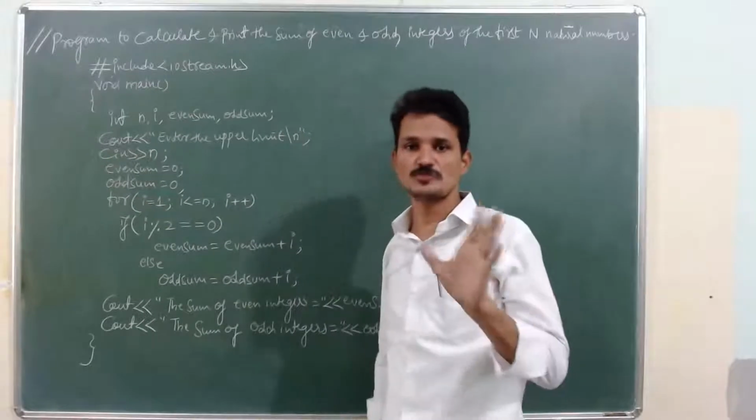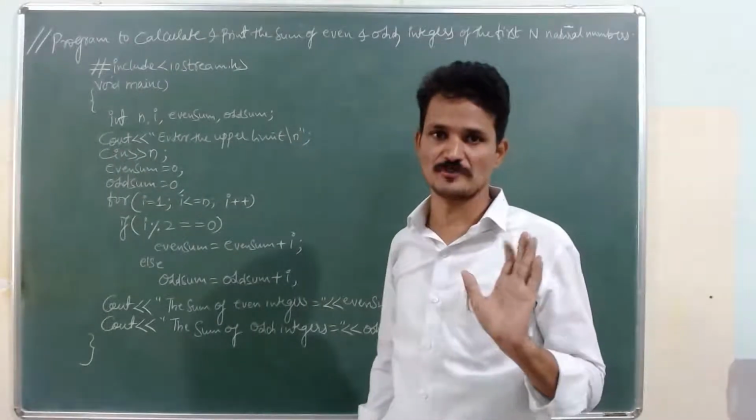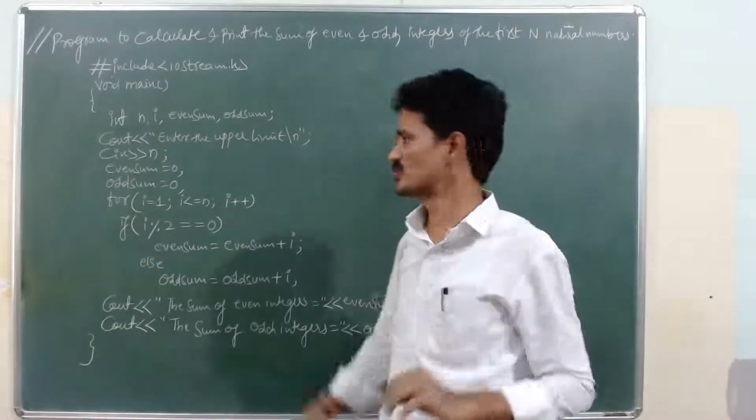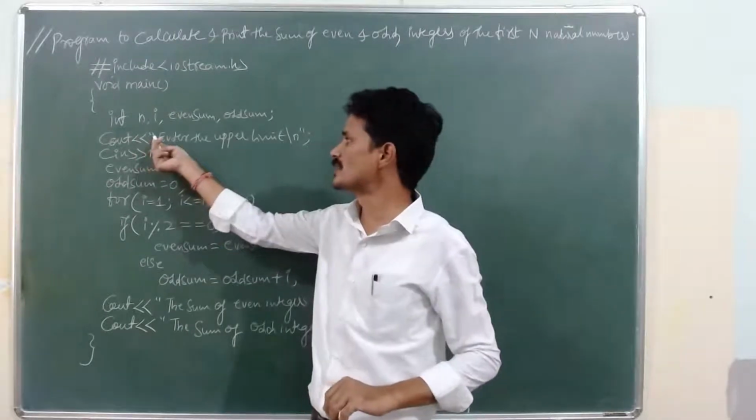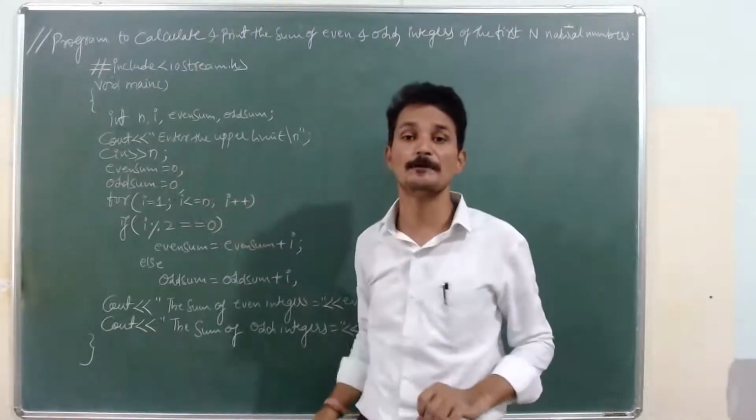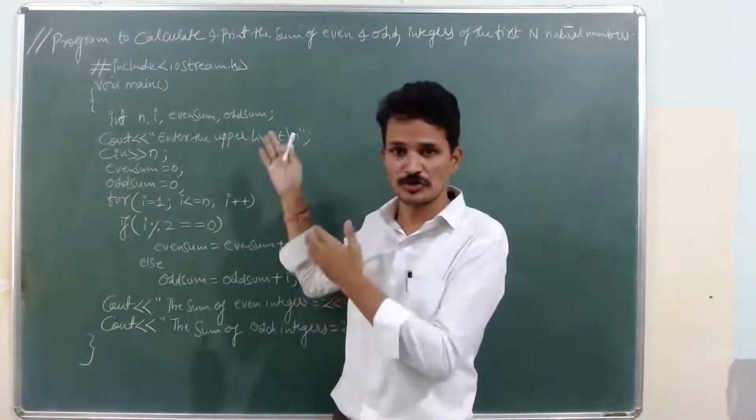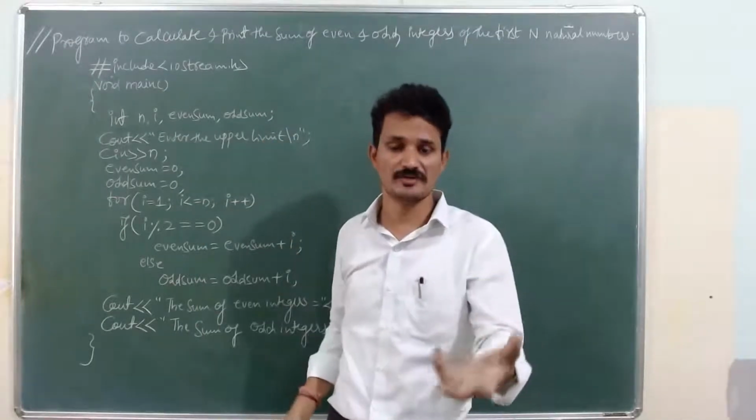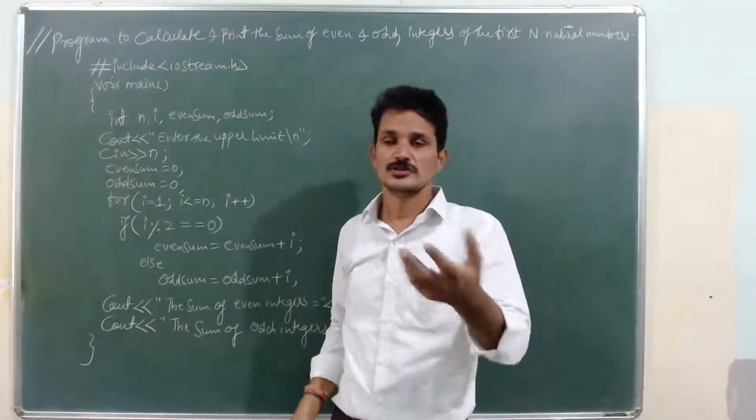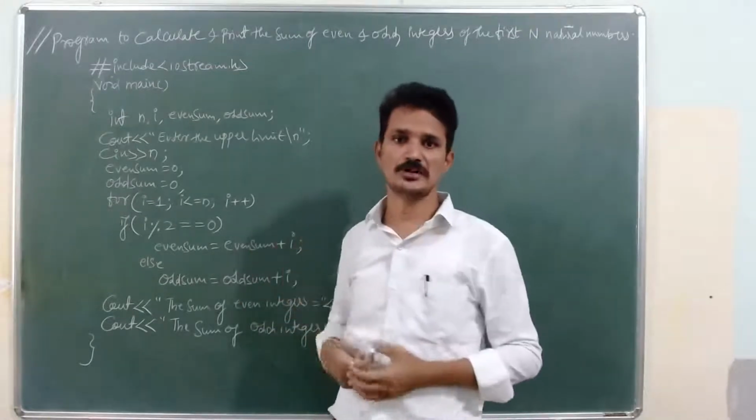Cout is nothing but an output statement, console output. Cout string insertion, double quotation start: "Enter the upper limit." So you need to input a number. As I said before starting this program, I took an example as 5. Similarly, you need to input a number.